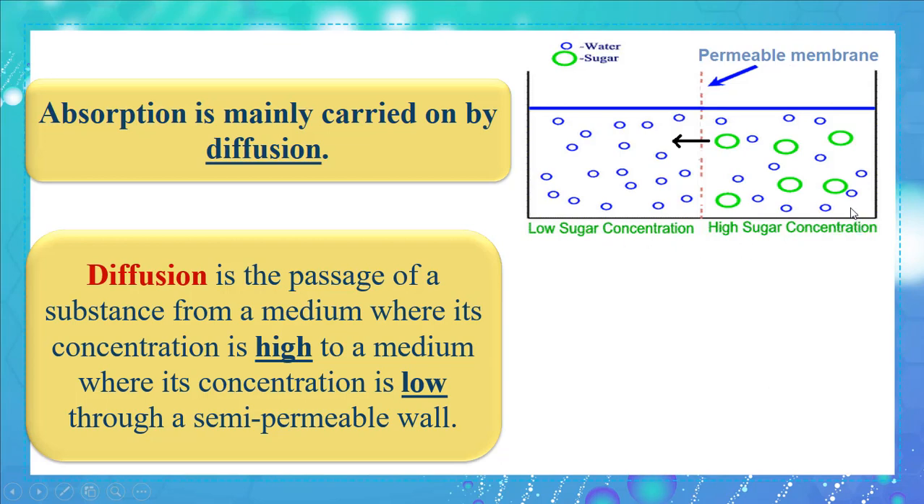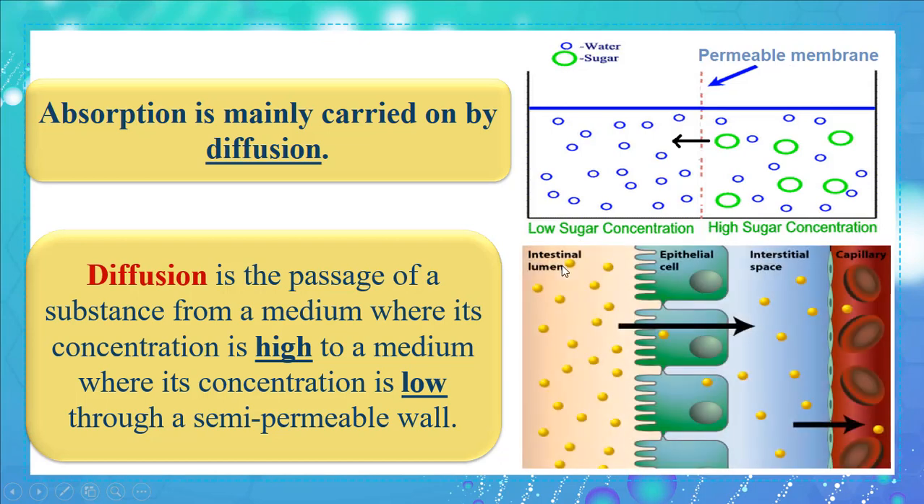So in this figure, the concentration of sugar on this side is much greater than its concentration on the other side. Thus, by diffusion, the sugar molecules will pass from this medium through the permeable membrane into the second medium. The same concept applies to nutrients in the small intestine.